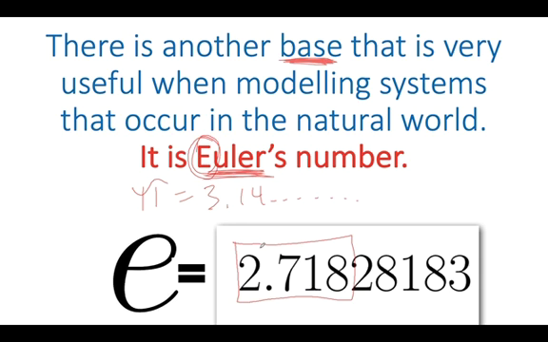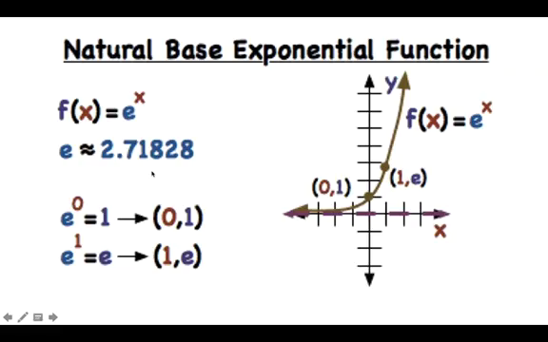Now, some calculators actually have an E button, just like some calculators have a pi button. So depending upon what you have, you can either use the E button or you can just put in 2.718.